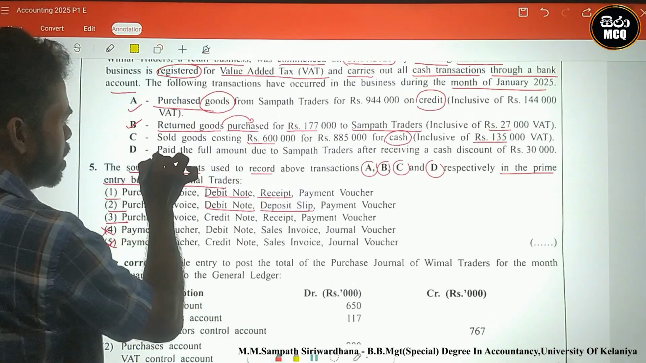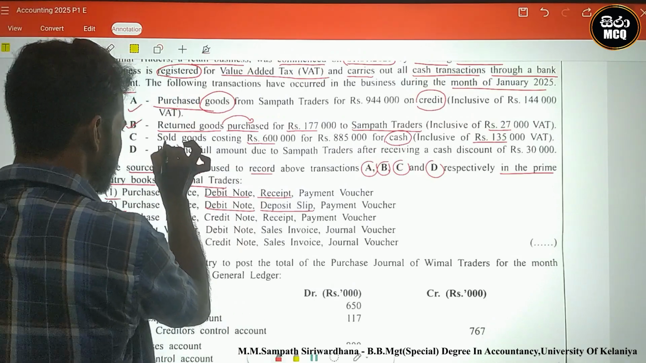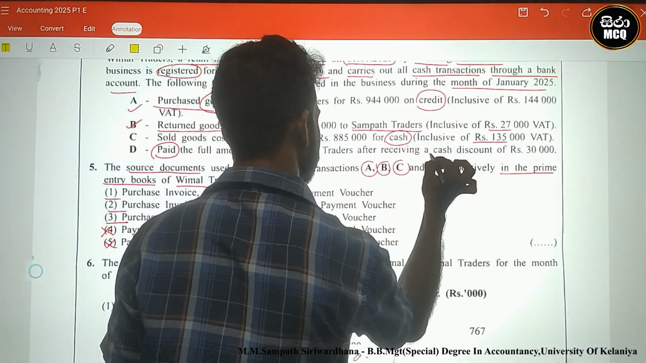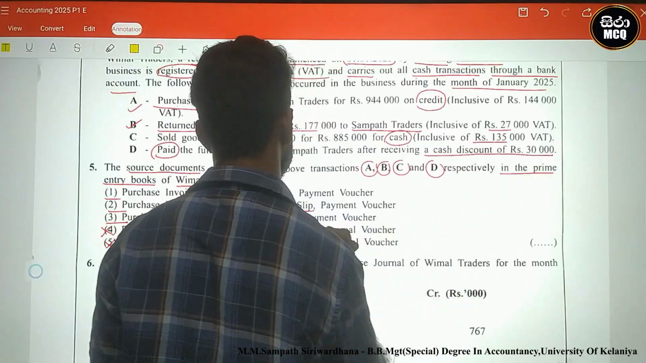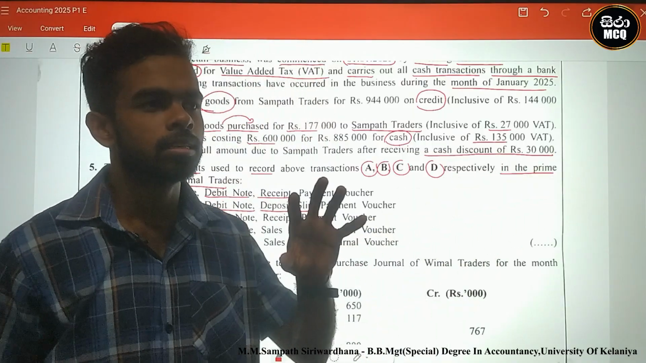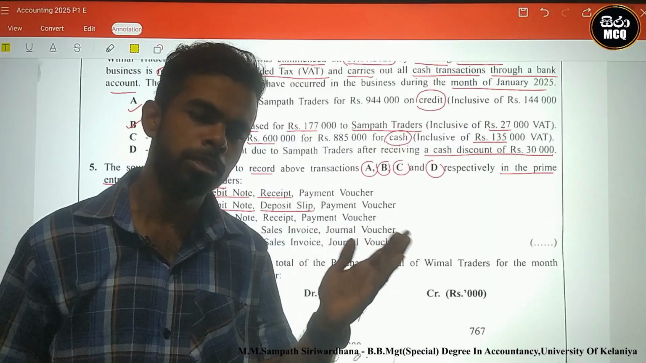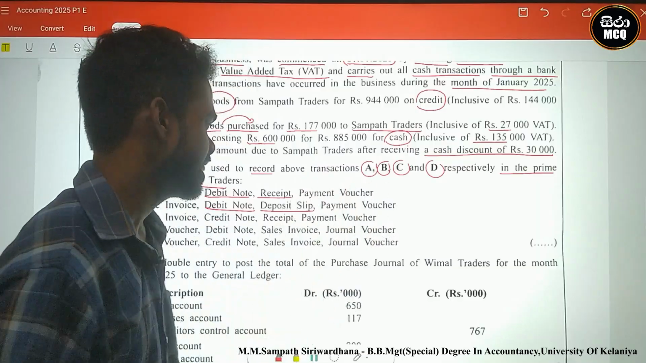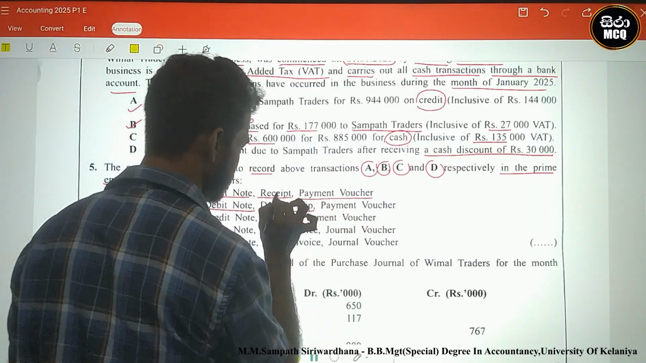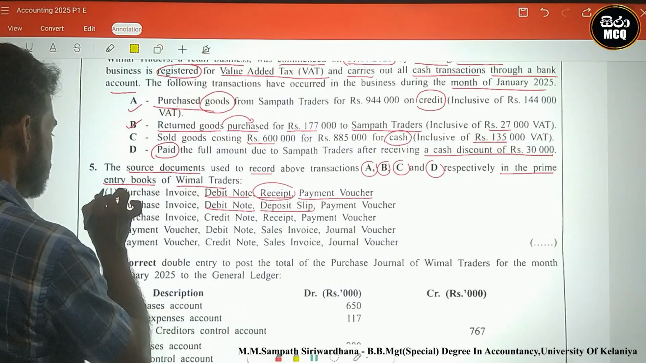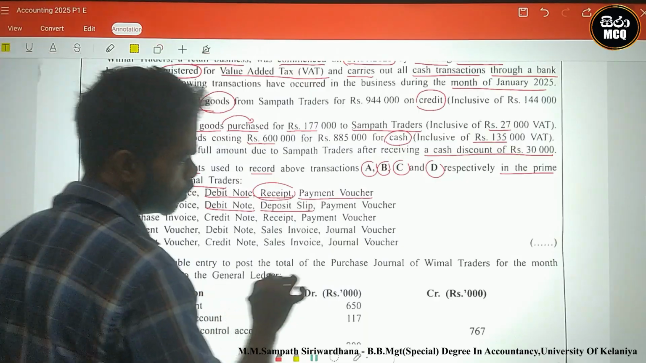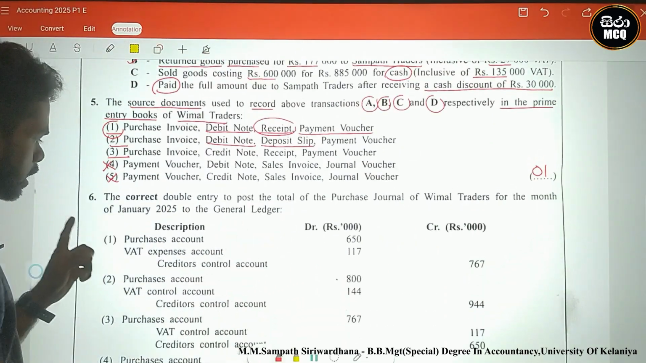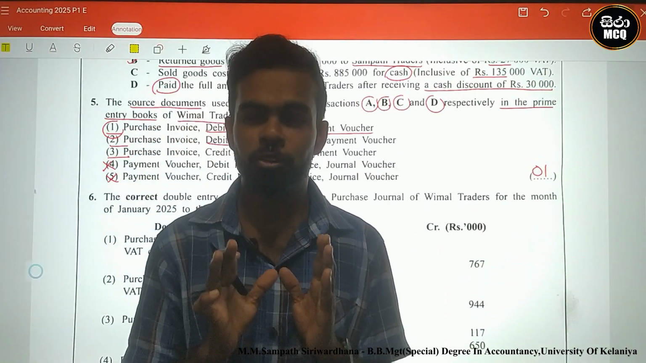D. Okay. Paid the full amount due to Sampath Traders after receiving a cash discount of 30,000. Paid means cash payment. What's the prime entry book? Cash payment journal. Source document? Cash payment voucher. Look here, cash payment voucher. This is the crucial point. Answer is 1 for question number 5. Okay, let's see. In the next video, we must discuss question number 7.